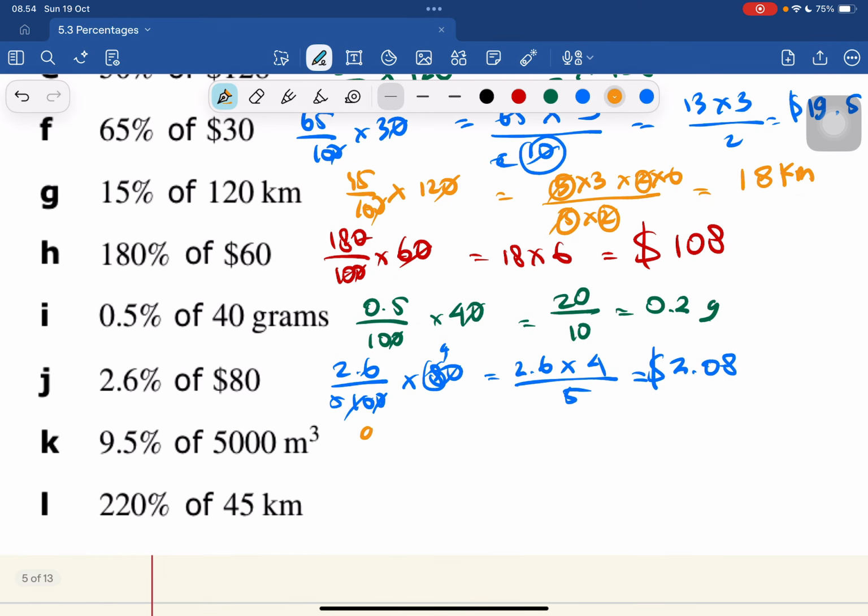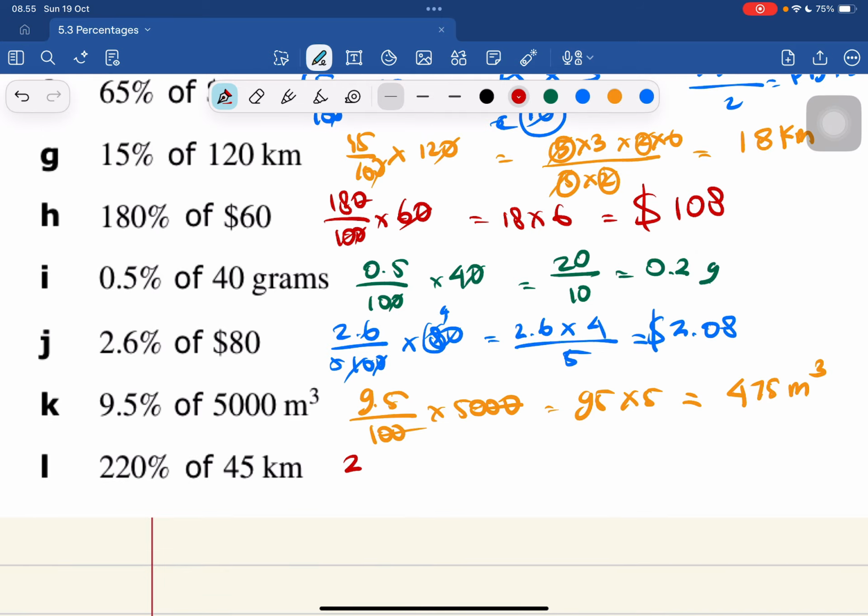Next, we got 9.5 over 100 times 5,000. So this here, so it's going to be 95 times 5. So 95 times 5 is 475 meter cube.